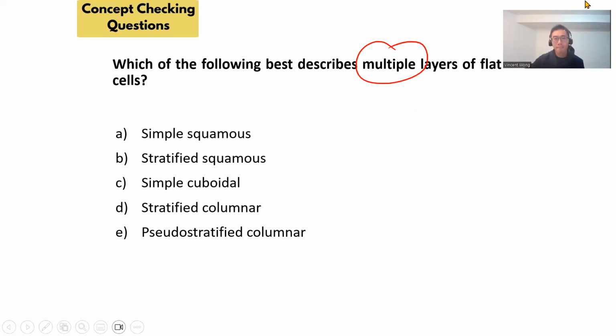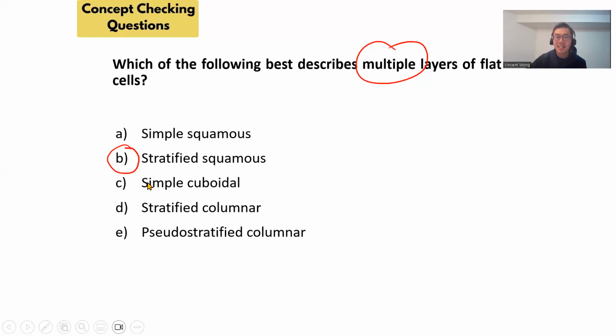Multiple layers of flat cells. Yeah, multiple layers of flat cells. That would be the stratified, right? Okay. Stratified means multiple layers. Okay, stratified squamous. Are the rest of you okay?